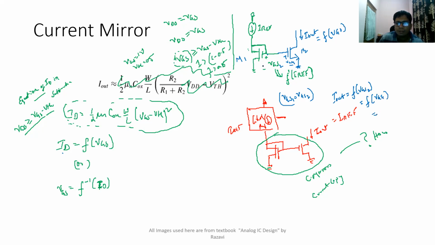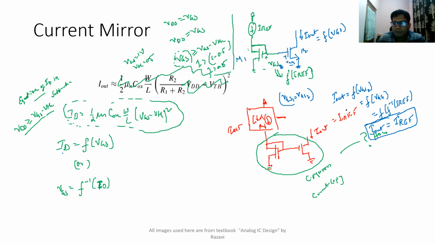Again, what was this VGS1? VGS1 was given by this equation, f inverse of I ref. So this is f of f inverse of I reference. The f of f inverse cancel each other, which results in just the variable present here, which is I ref. So you get I out equal to I ref. This is how current mirror circuits copy, based on this logic.